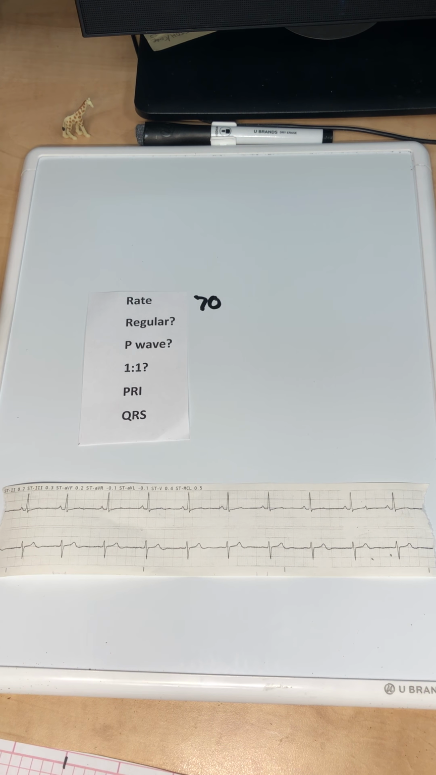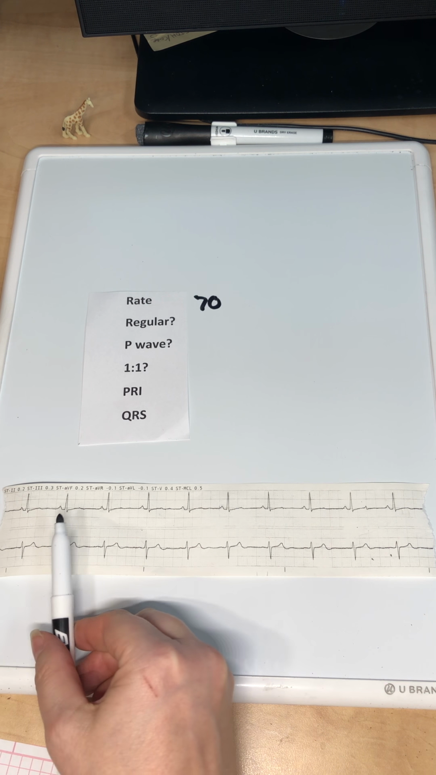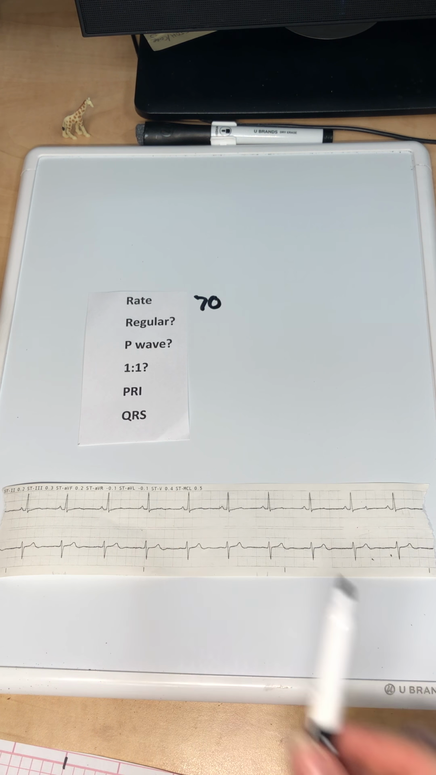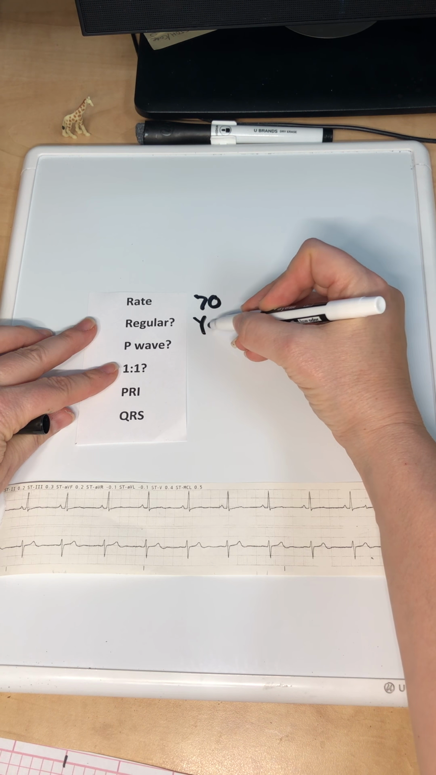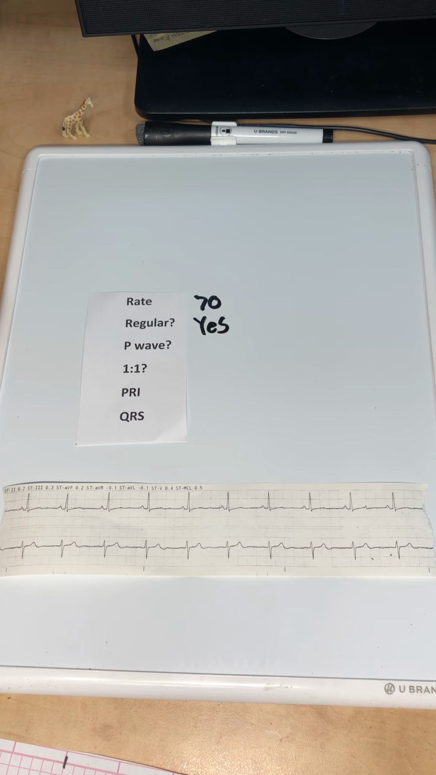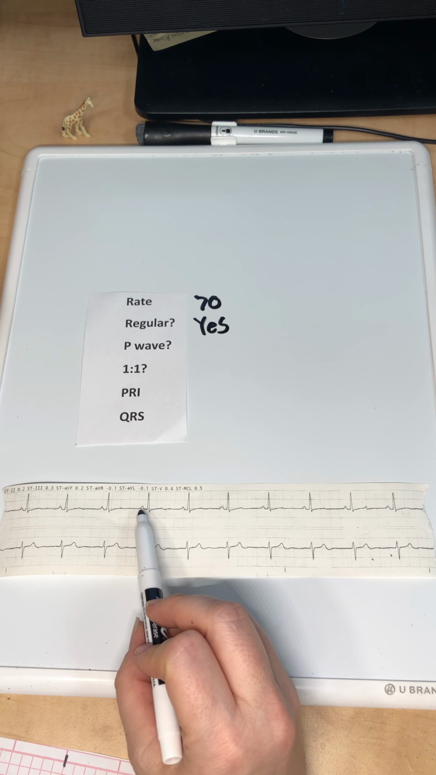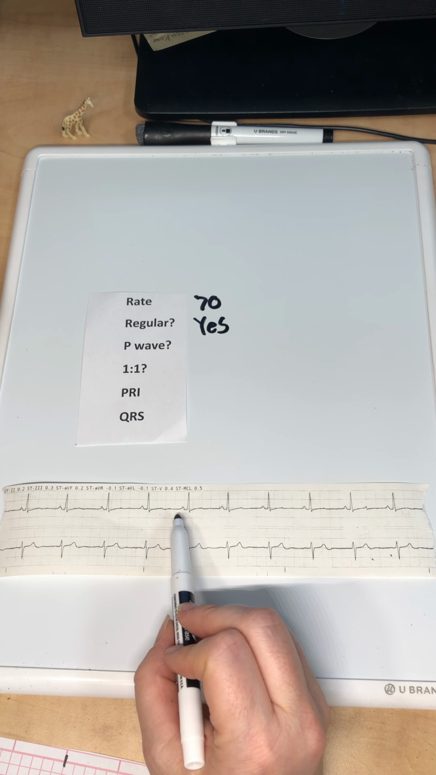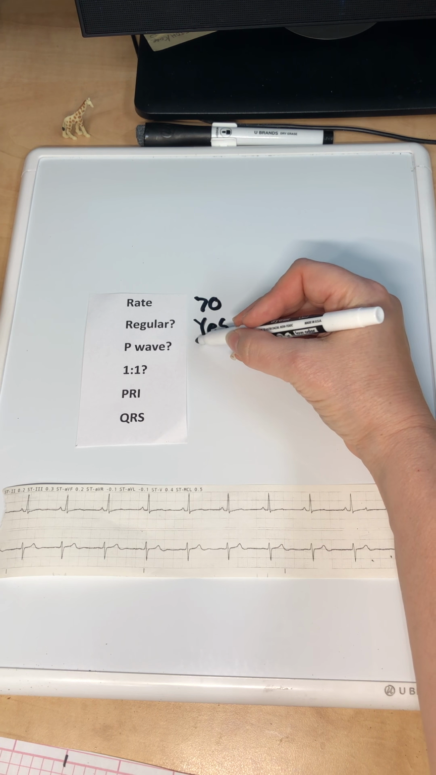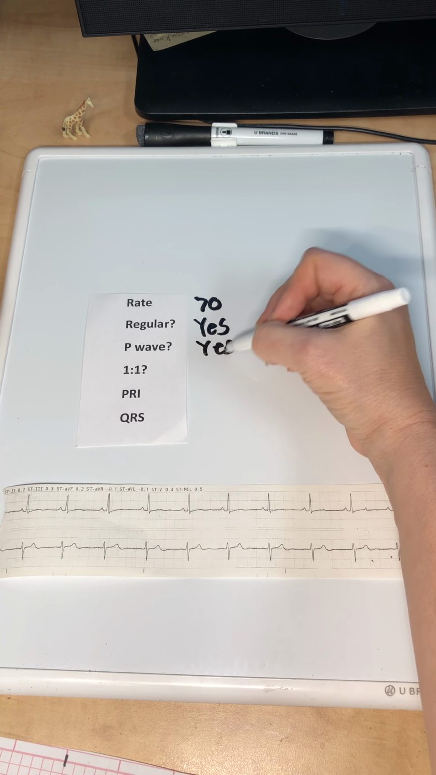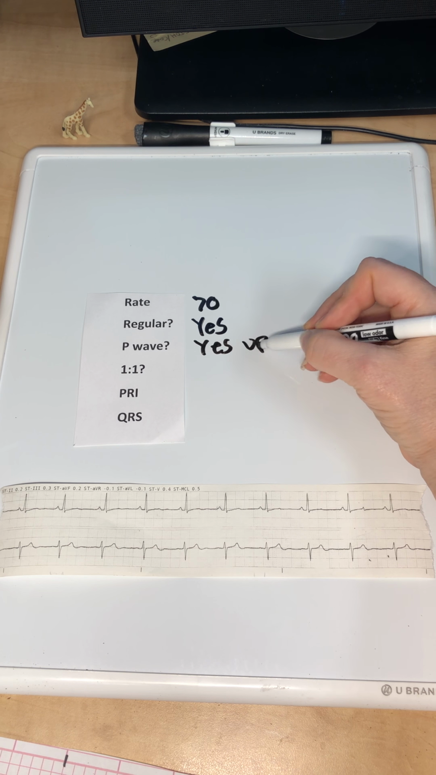So that's good. Is it nice and regular? Just eyeballing, you can see it. That's nice and regular. Okay, so yes, it's regular. What about a P wave? Is there a P wave? Well, I see a P QRST, P QRST. So there's a P wave for every QRS. So yes, there's a P wave. And is it upright? That's what's most important. Yes, it's upright.